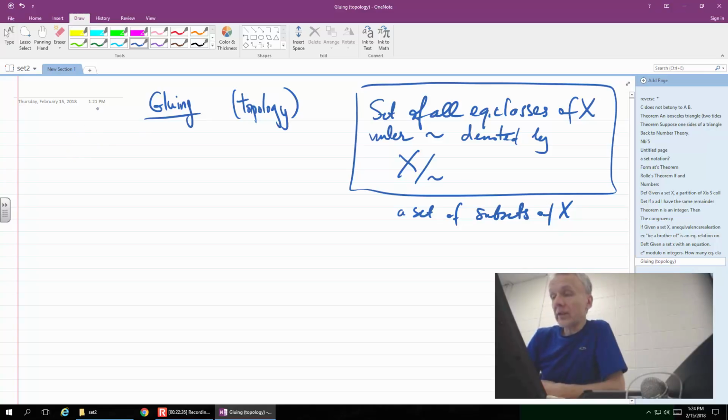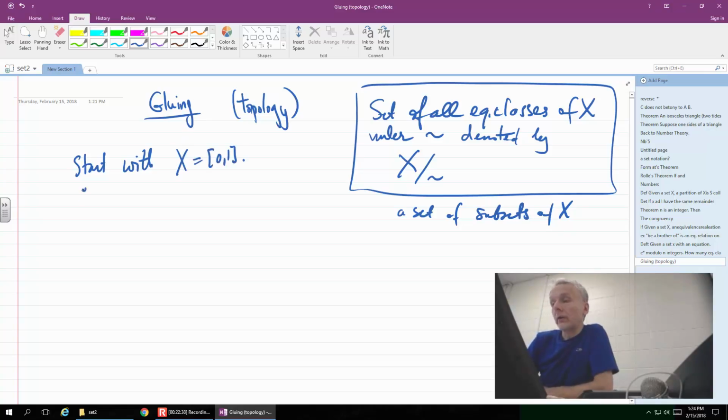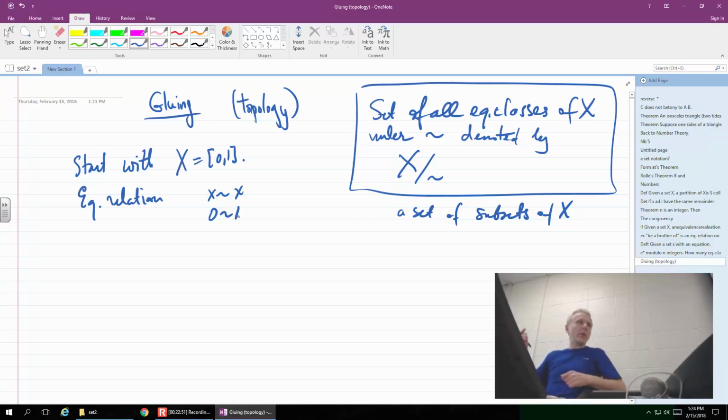Okay, so a simpler idea is to start with X. I don't want to go with the whole real line. It's just too much complication. I'll take a simple example. X is equal to {0, 1}. Okay, the equivalence relation, rather. Well, x is equivalent to x. I don't have to say that, but sometimes it's just a good idea to repeat it. And then 0 is equivalent to 1. This is the description of my equivalence relation.